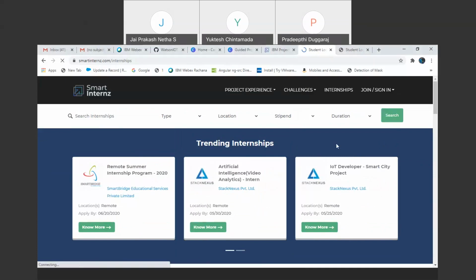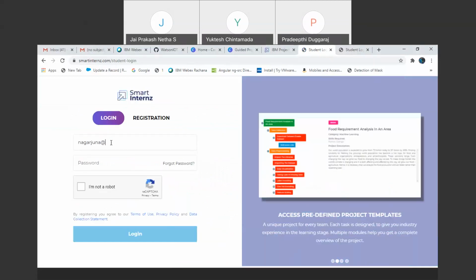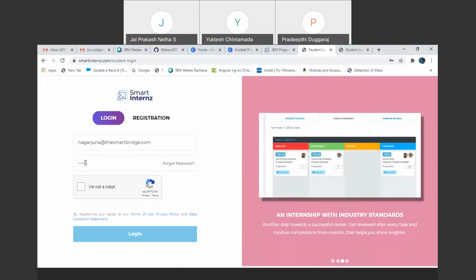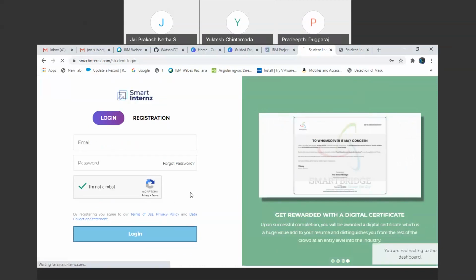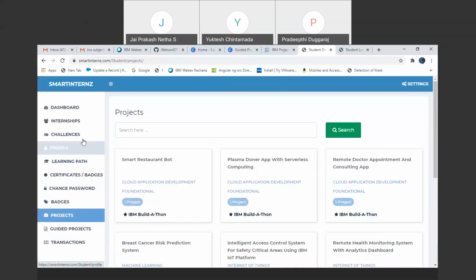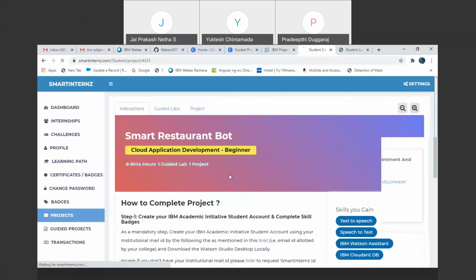I'll just quickly show you how the inside of Smart Interns looks, the workflow and all. This is the login. Once you log in to the Smart Interns platform, this is the dashboard, where all the programs you register for will be available. Challenges, internships you applied for, your profile, learning path, and certificates, whatever digital certificates you gained on our platform, everything will be available. Coming to projects, all the projects you enroll in will be available for you on the platform in this way.